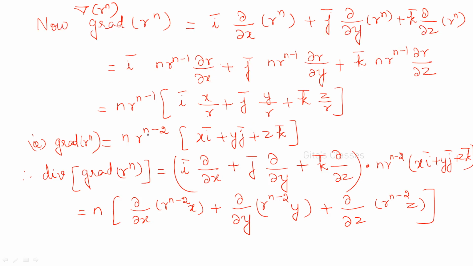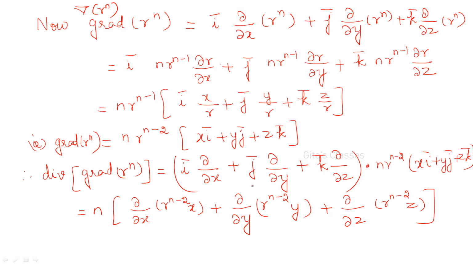Okay, every term we have n into r^(n-2) also. So the divergence of the gradient of r^n is (i ∂/∂x + j ∂/∂y + k ∂/∂z) dot n r^(n-2) times the gradient. That is, divergence means del dot. Okay, del dot F. Divergence of F means del dot F. So del is i ∂/∂x + j ∂/∂y + k ∂/∂z dot. What is the gradient of r^n? Already we have found it to be n r^(n-2) (xi + yj + zk).